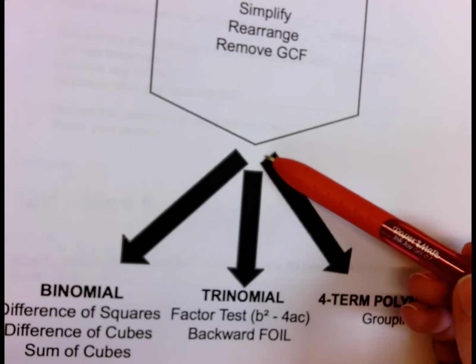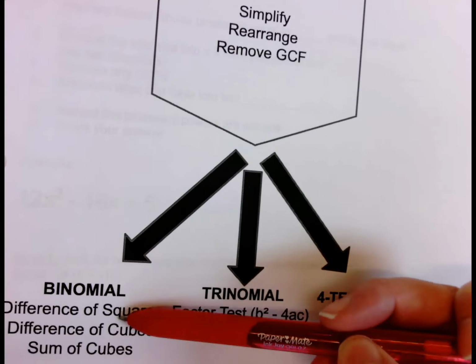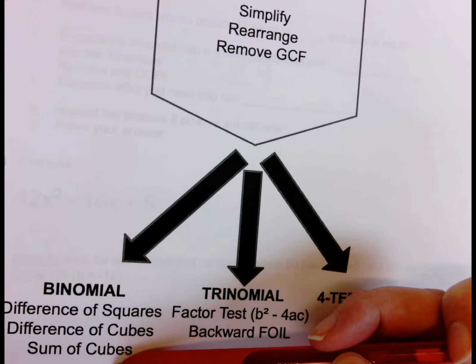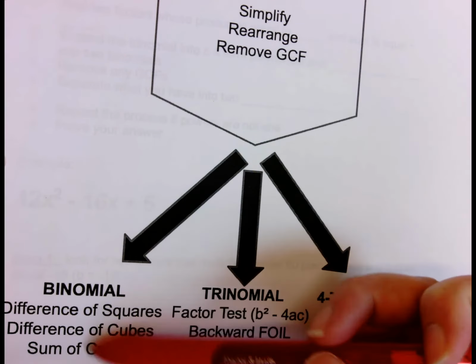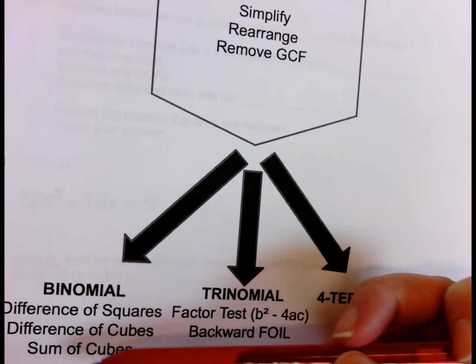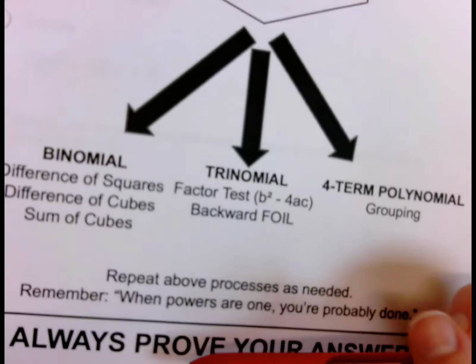Okay, then we're either left with a binomial. If it's a binomial, we check all of our criteria that we learned in the last videos. And if it's none of these, then we move on. If it's one of these, then we go ahead and factor it. Check to make sure it doesn't need to be factored further, and then also prove your answer.